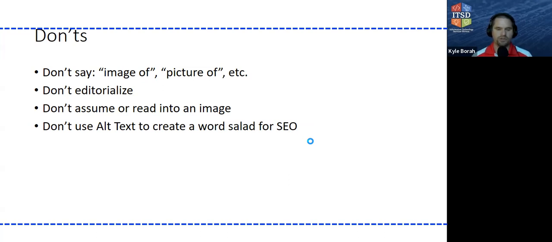Don't assume or read into an image. Sort of like I said, keep it simple. Describe what you see. And don't use your alt text as a word salad for search engine optimization. Like I said before, I've seen times where that's happened. They just put a whole list of words that are related to the photo, related to their blog, related to their post, but it's mainly for search engine optimization. It's not giving any information of what's in the photo, etc. And it's not helpful.